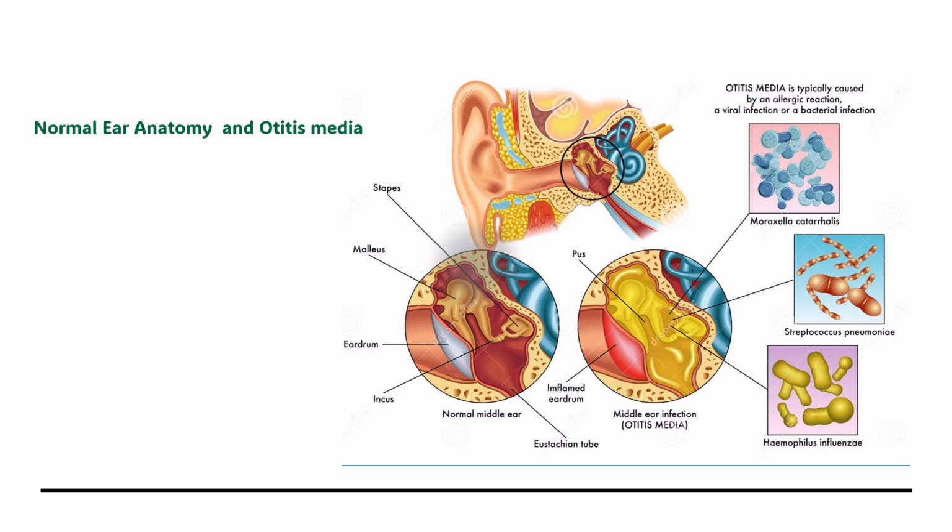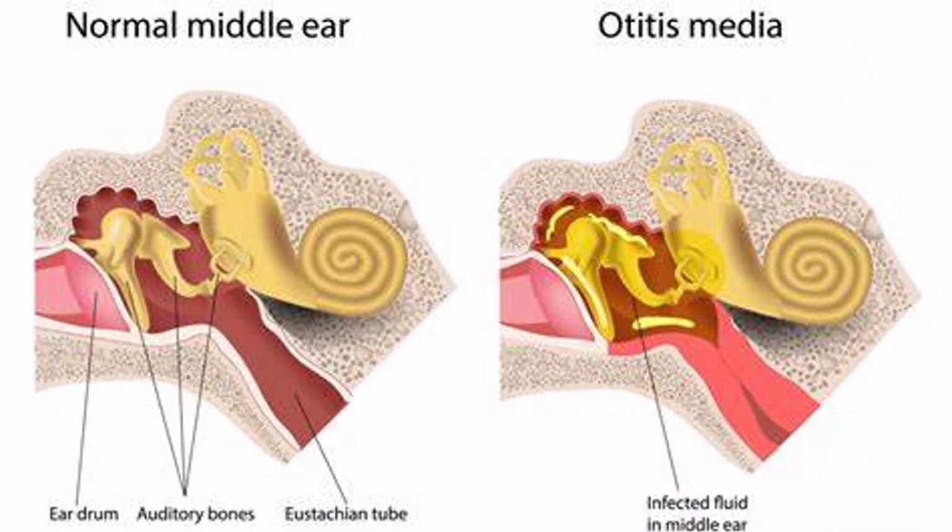Next. One more time, another picture, normal middle ear. You can see how beautifully everything is placed: eardrum, auditory bones, which we have discussed in our previous slide. And this one is the otitis media. You can see how the pus is actually accumulating in the middle ear, which leads to bulging of the tympanic membrane.